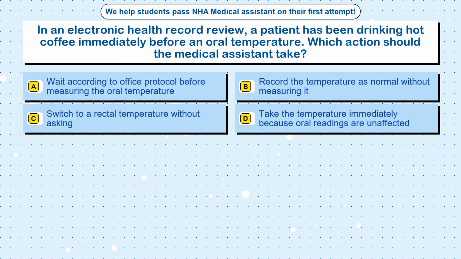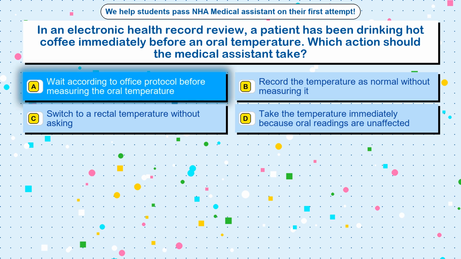Question 66. In an electronic health record review, a patient has been drinking hot coffee immediately before an oral temperature. Which action should the medical assistant take? Option A. Wait according to office protocol before measuring the oral temperature. Option B. Record the temperature as normal without measuring it. Option C. Switch to a rectal temperature without asking. Option D. Take the temperature immediately because oral readings are unaffected. The correct answer is option A.